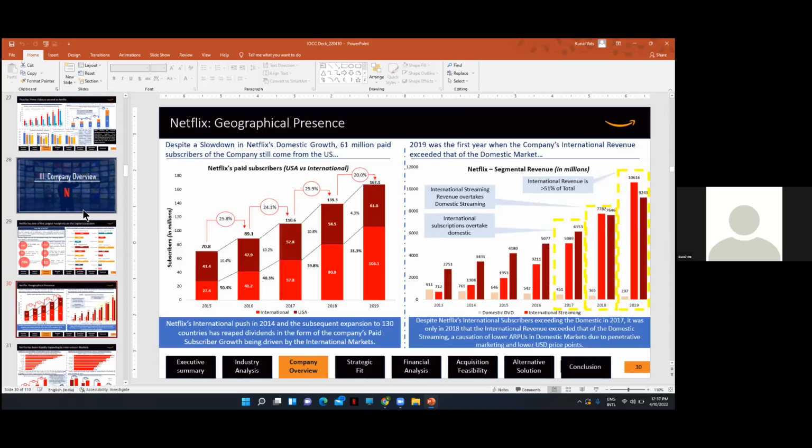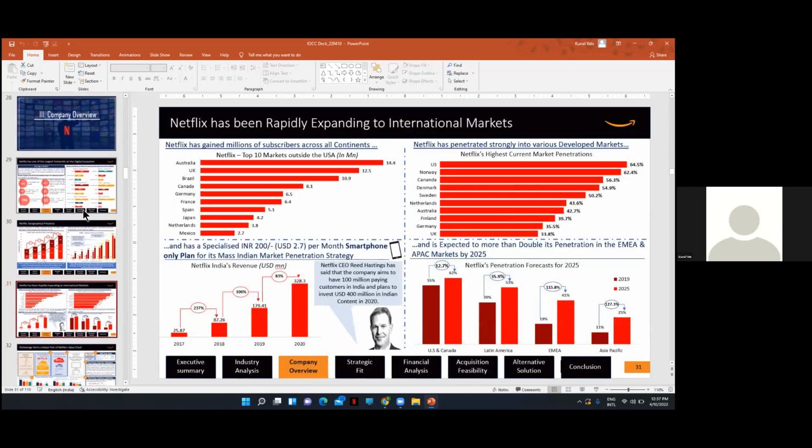Then we have geographical presence again, which is given here, not much to discuss. We have international market expansion given here, and a few callouts. Say, for example, here we have something from the CEO about the future plans. That definitely adds value to the slide.